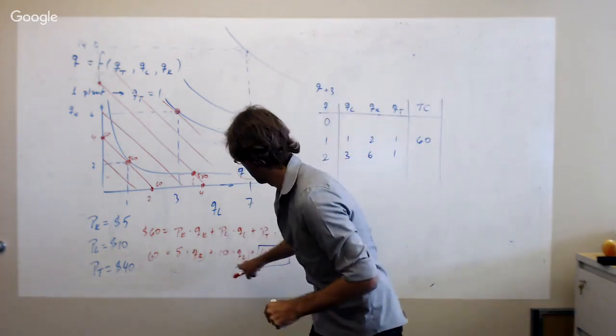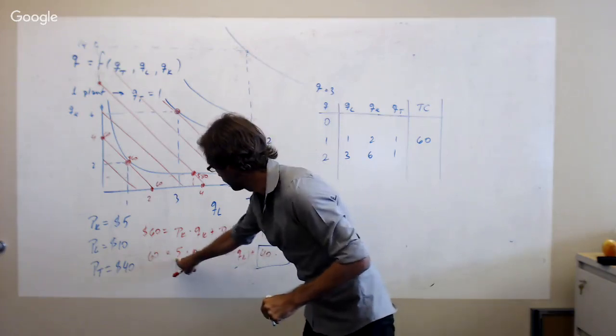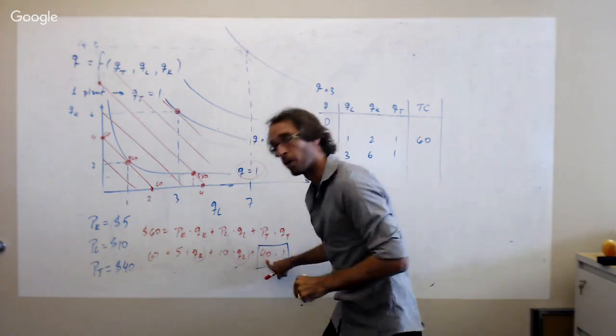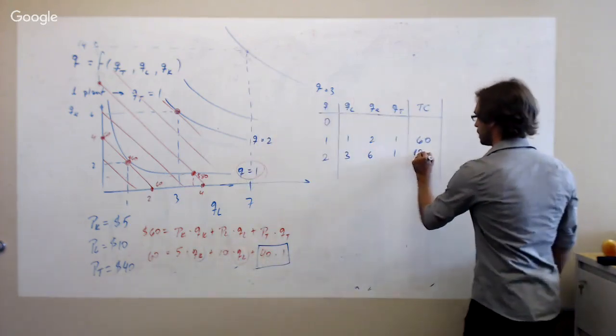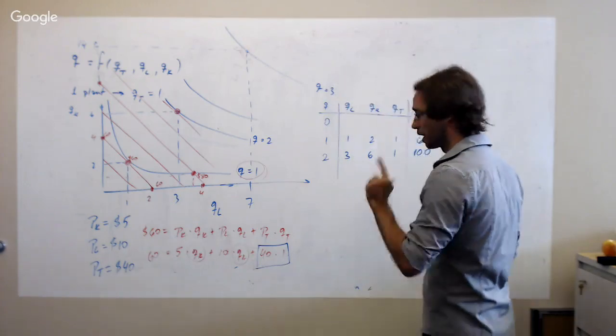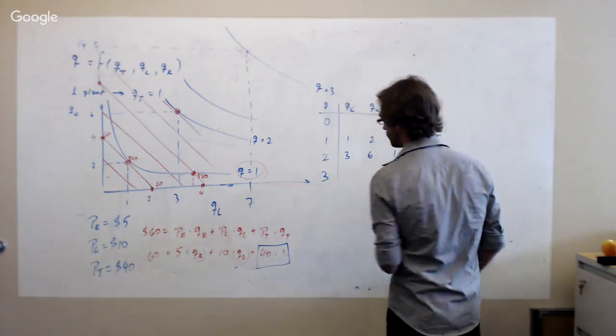3 times 10, 30. 5 times 6, 30. 30 plus 30, 60. Plus 40, 100. So now we're spending $100 to produce 2 washing machines. And I'll do one more, just to complete things.